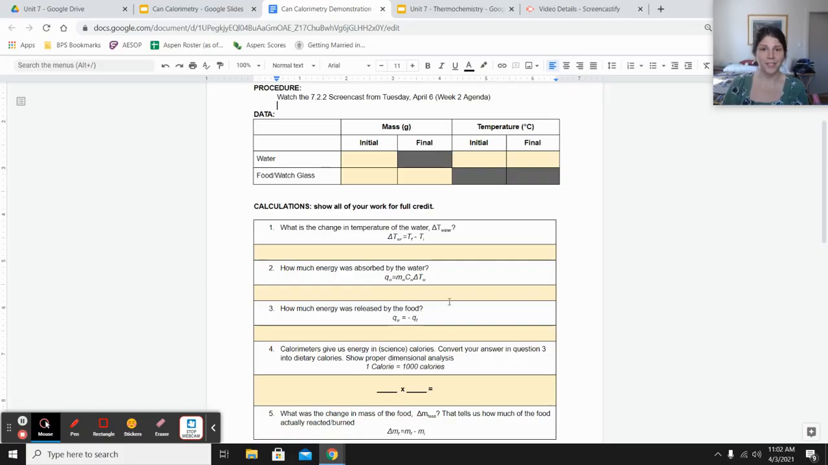And then I'm just going to run through this so you don't have questions. So we have the initial mass of the water. You subtracted those two amounts, and you have the initial temperature and the final temperature of water. And we just got the initial mass of the food and the final mass of the food. So we should have this whole thing filled out.